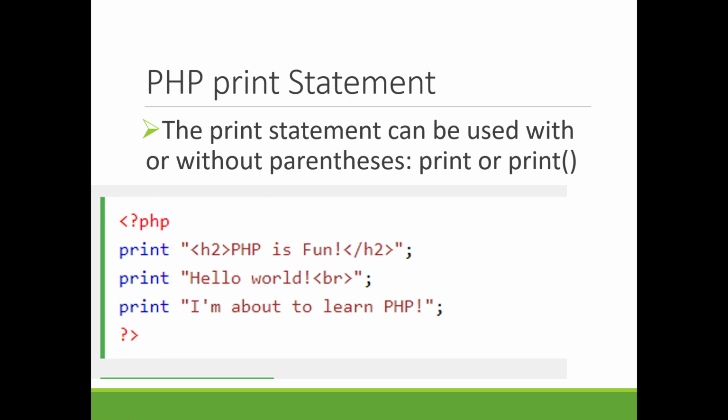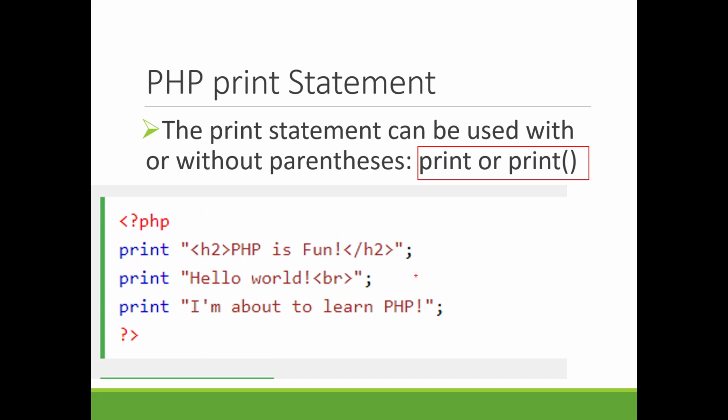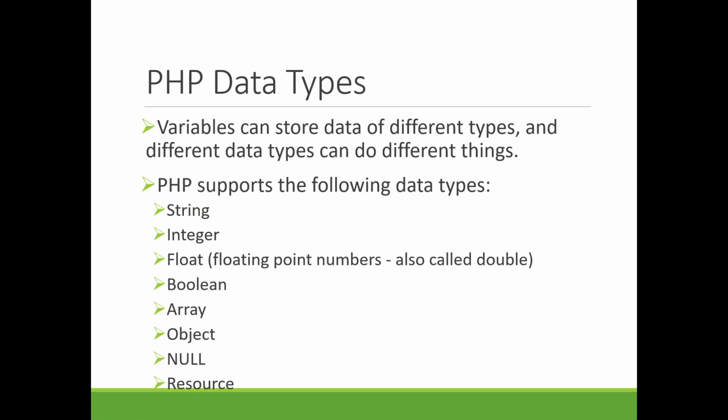Okay, then we have the print statement. The print statement can also be used with or without parentheses. So those are the 2 ways. As you can see here, these are just examples, and they're very similar to the other one. In displaying variables, the print statement also works in a very similar way to the echo statement. So I'm not going to dive much into that.